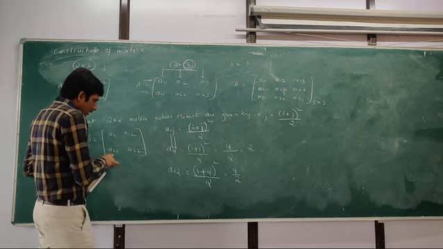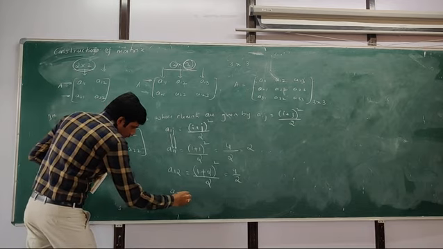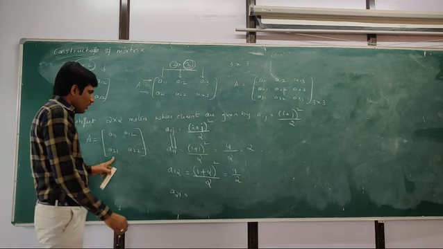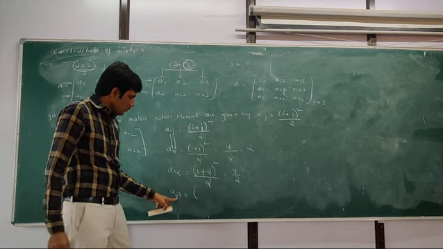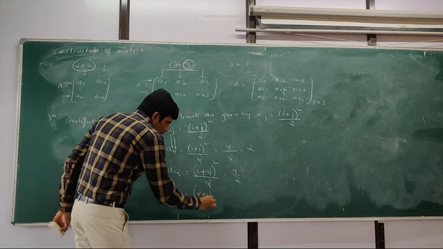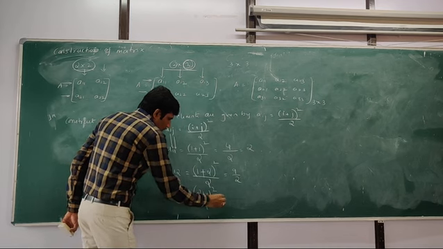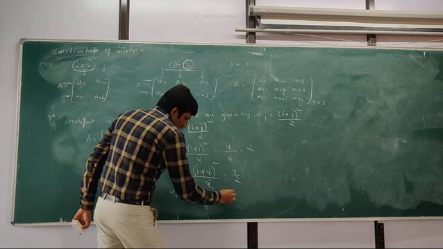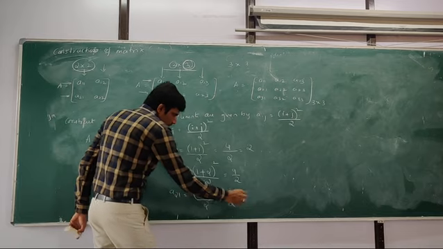Next, similarly, A21. What is A21? Now see here, in place of i substitute 2, in place of j substitute 1. So that is (2 plus 1) whole square divided by 2. What is 2 plus 1? It is 3. 3 square is 9, divided by 2.